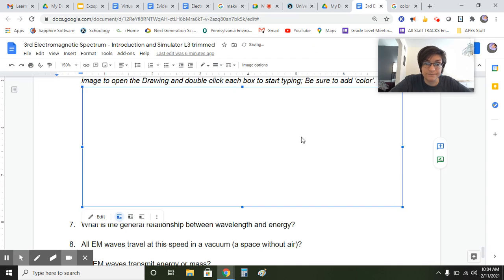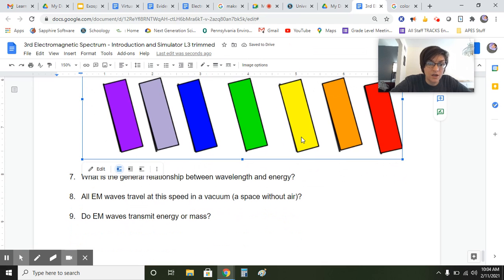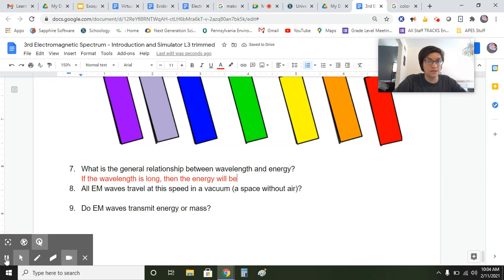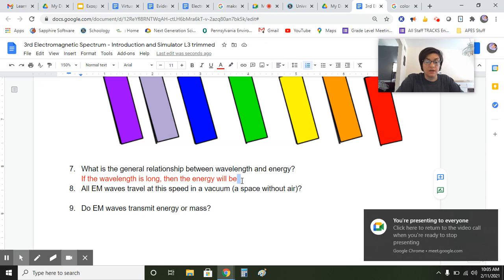Anyway, save and close. All right. What is the general relationship between wavelength and energy? So I'm going to start, remember, relationship, there's a certain way you start the sentence. So we're going to talk about wavelength. So if the wavelength is long, then the energy will be, you guys need to finish the sentence. So the energy will be low, okay?